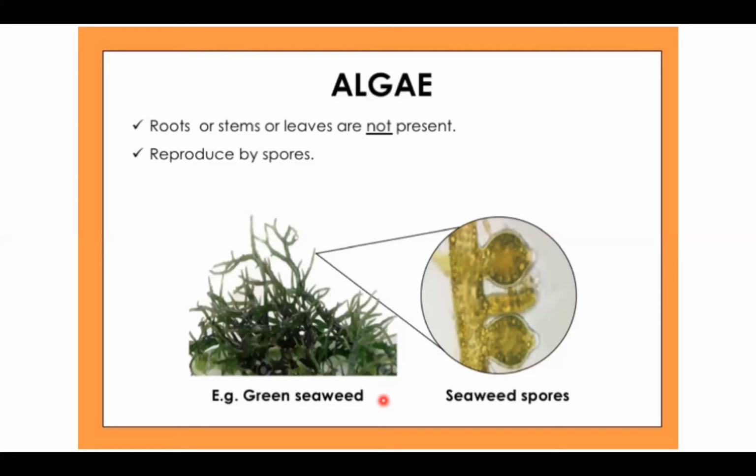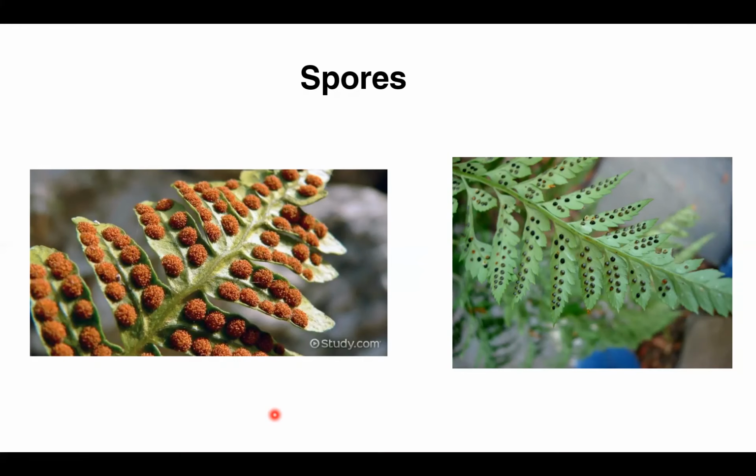So as I mentioned before, seaweed is a type of algae. These are what spores look like. So spores are different than seeds, but for algae and fern, they need spores in order to reproduce. That means they need to use spores instead of seeds in order to produce new plants. So this is what they look like.